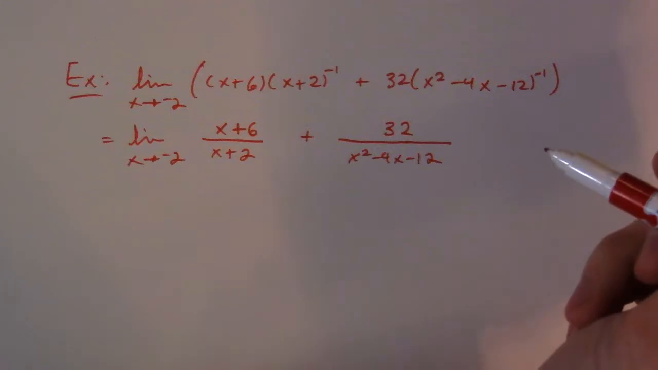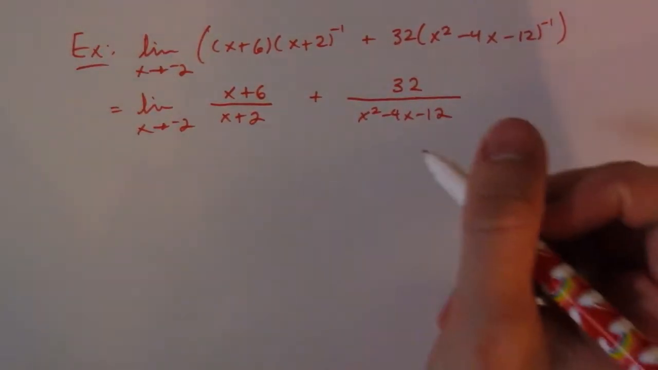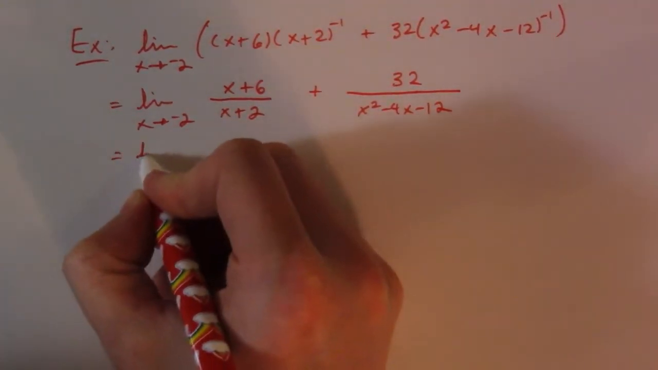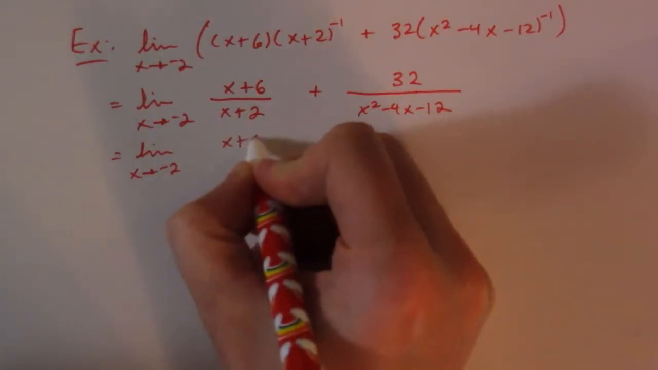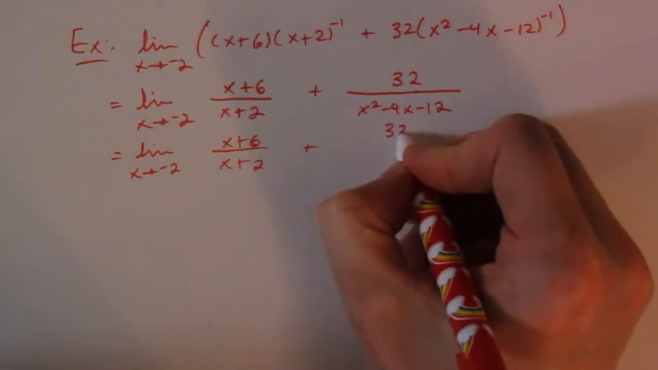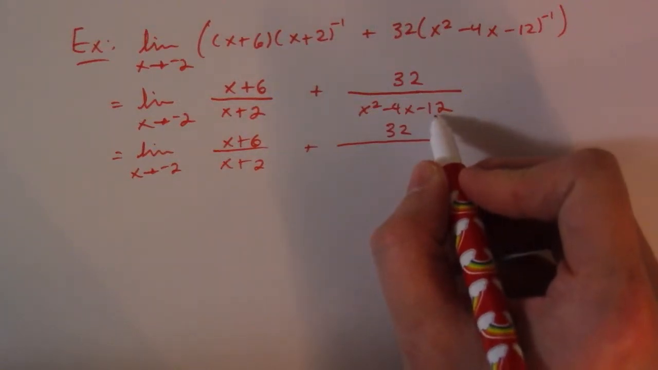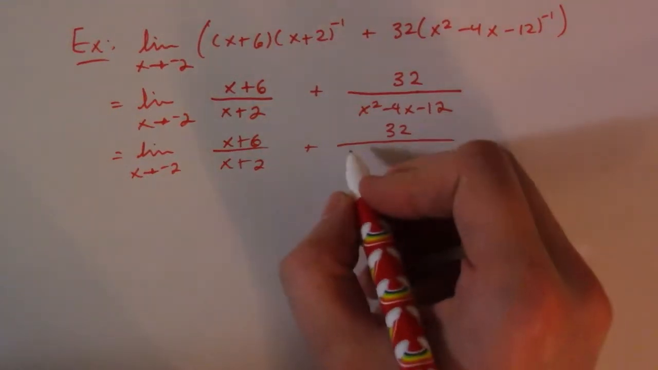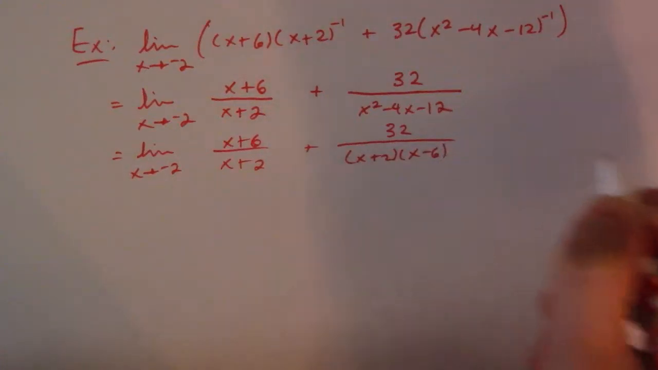Alright, so here's the plan. We need to factor and find a common denominator. So I'm going to factor this guy first. Sorry for all the caffeine, but I'm in my basement and it's dry down here. Alright, so it adds to -4, multiplies to give us -12. So -6 and positive 2. So x plus 2, x minus 6.